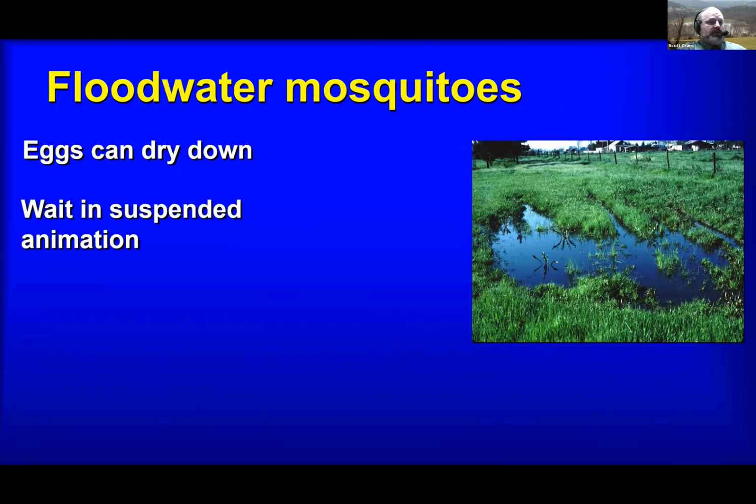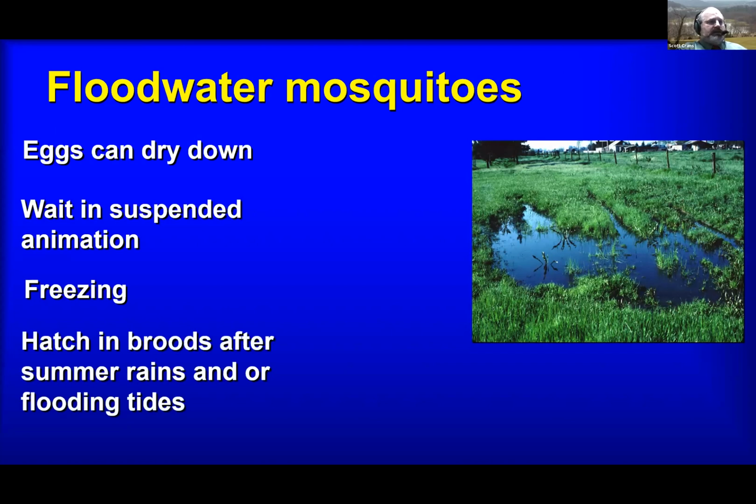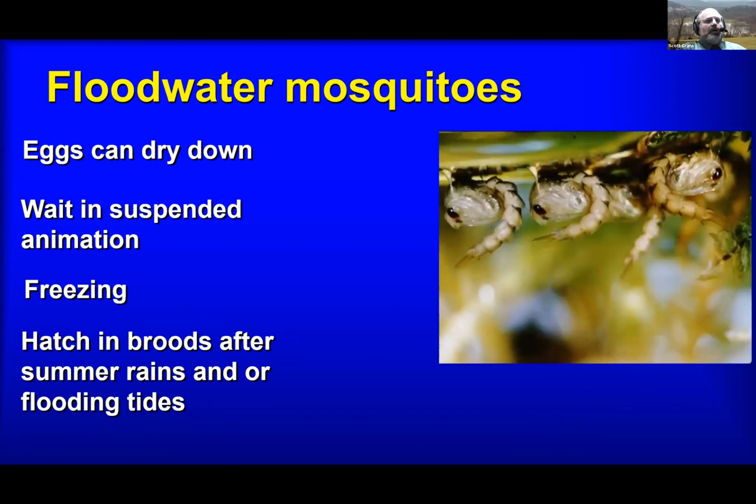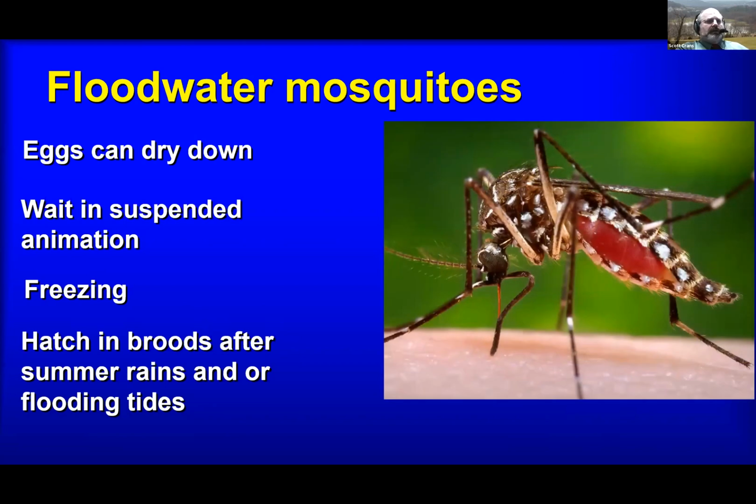We actually have some species, univoltine Aedes, for example, that require a period of freezing before those eggs are ready to hatch. But nonetheless, when conditions are right, either following heavy summer rains and/or tidal events, all of these mosquitoes hatch in what we call broods. So they're all developing at about the same rate. They're all larvae, all about the same size. They all pupate very close to one another. And then they come off as blood-feeding adults within a few days.